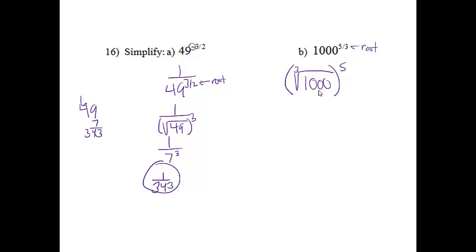So the cube root of 1,000 would be what times what times what gives me 1,000. That's going to be 10, and then we need 10 to the 5th power. So 10 to the 5th power means 10 times 10 times 10 times 10 times 10, which will be 1 and 5 zeros. 1, 2, 3, 4, 5 zeros. And so my answer would be 100,000.